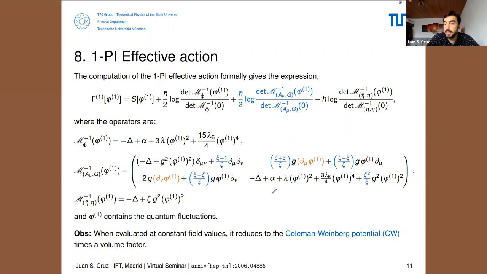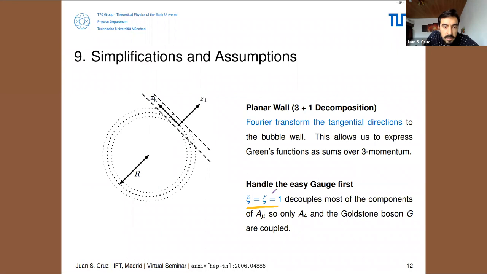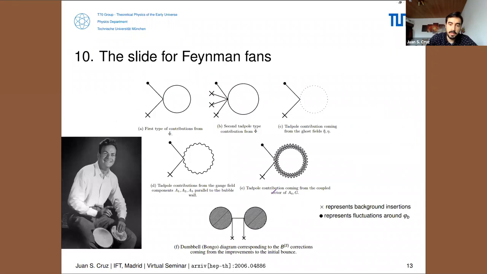Great. So now we can actually go to step number 2. We have a bounce, and step number 2 is finding our Green's functions. If you like to think about what we're doing graphically, this is how it would look. For the Feynman fans out there, the first two rows represent tadpoles. These are insertions of the fluctuations, and the crosses are insertions of the background itself. The continuous line represents the fluctuations around the scalar, while the dotted represents the fluctuations around the ghost field. The wiggly line will be the fluctuations in the directions A1, A2, and A3 of the gauge field. And this double wiggly line represents the A4, G part that remains coupled.